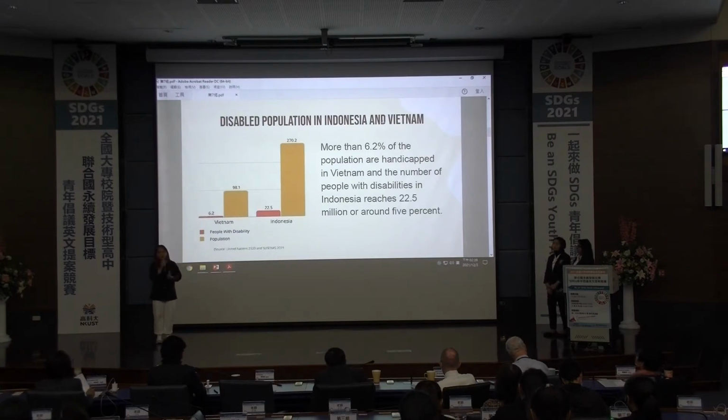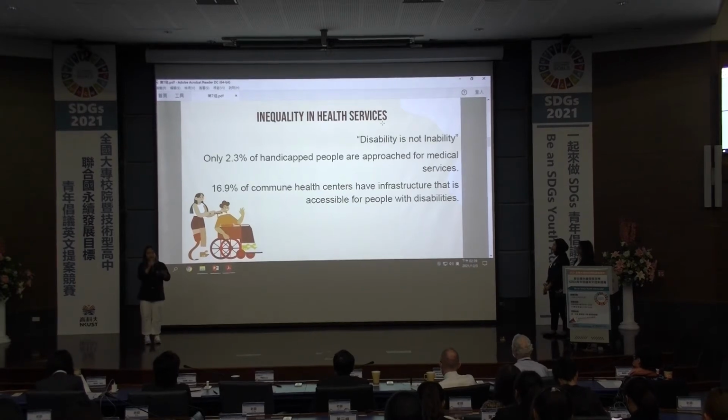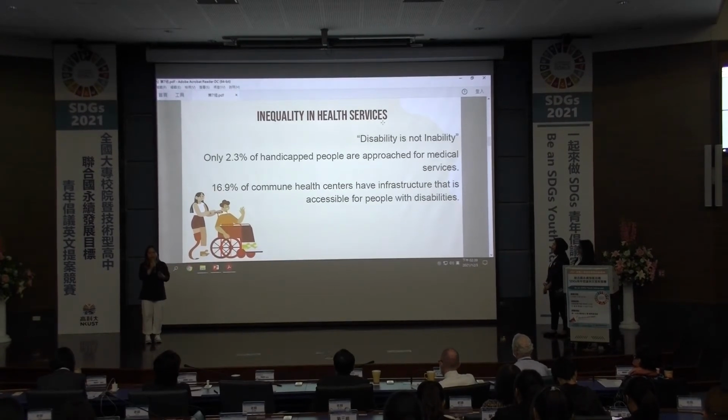More than 6.2% of the population in Vietnam are disabled, and 5% in Indonesia, which is equal to 22.5 million. But only 2.3% of them are approved for medical health services. 16.9% of community health centers are accessible for them. Many people with mild disability have to pay a lot of money for their own healthcare insurance, and most of them in rural areas have less chance to reach medical health services.